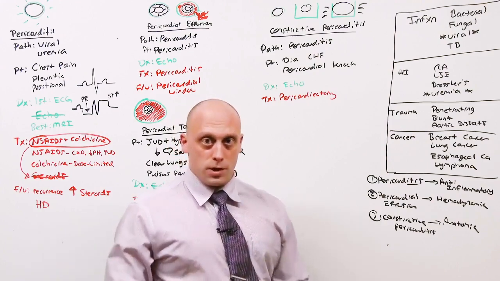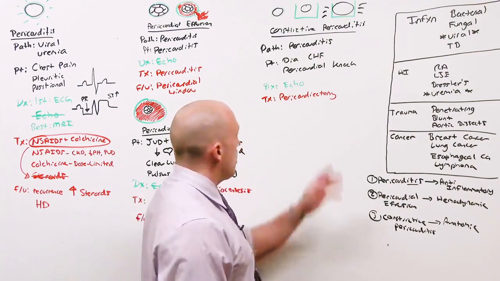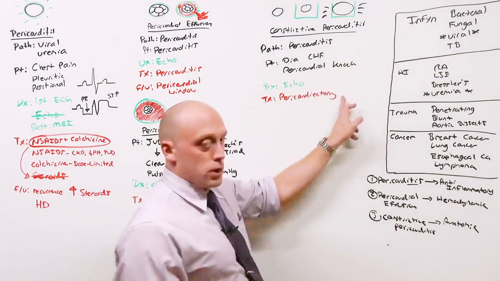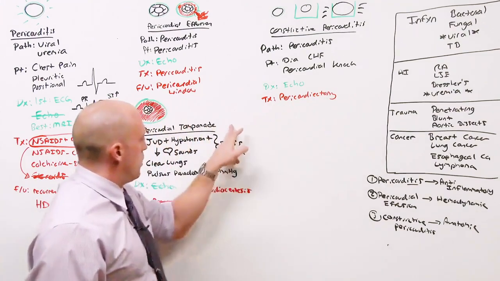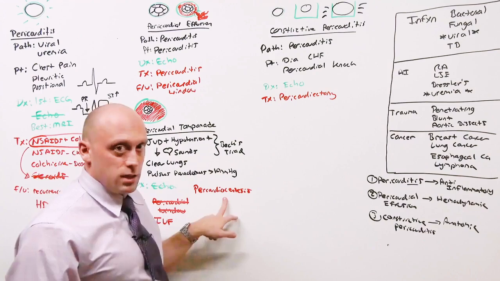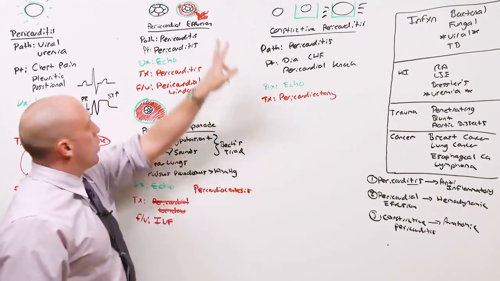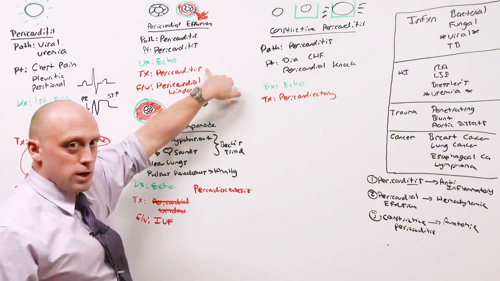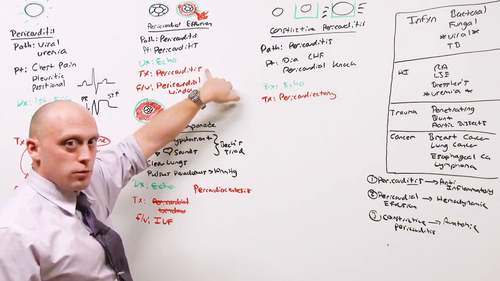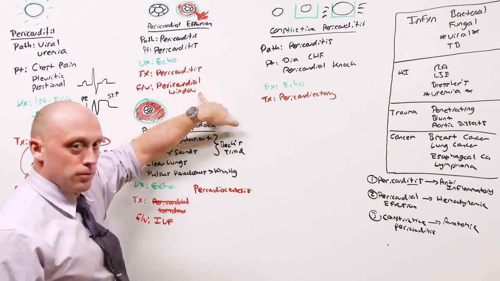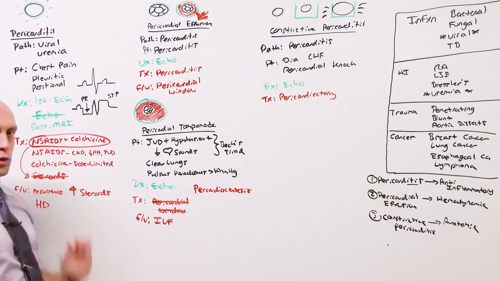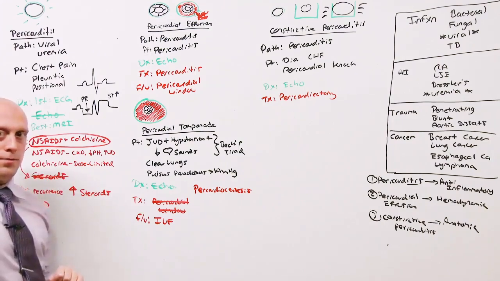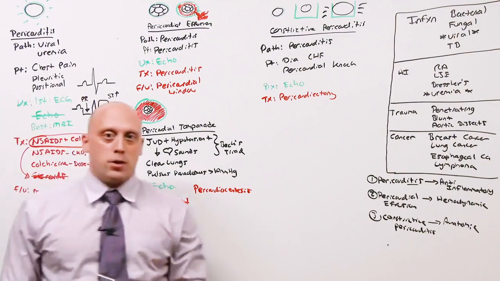So here's how I want to put it together for you. Constrictive pericarditis, pericardiectomy, remove the pericardium. Pericardial tamponade, pericardiocentesis, stick a needle in it. Pericardial effusion, treat the pericarditis, unless it's recurrent or refractory, then do a pericardial window. Pericarditis is treated with anti-inflammatories, NSAIDs, and colchicine being the best. And that is pericardial disease.